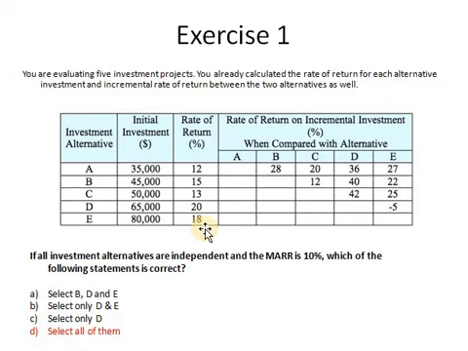Now here I didn't have to look at this part of the table because I didn't have to do any incremental analysis. Because incremental analysis is done only for mutually exclusive alternatives where I have to choose only one option. But with respect to the independent, I can do them all if I have the proper budget. So please read the question carefully. So here I have a set of independent alternatives and I can do them all.